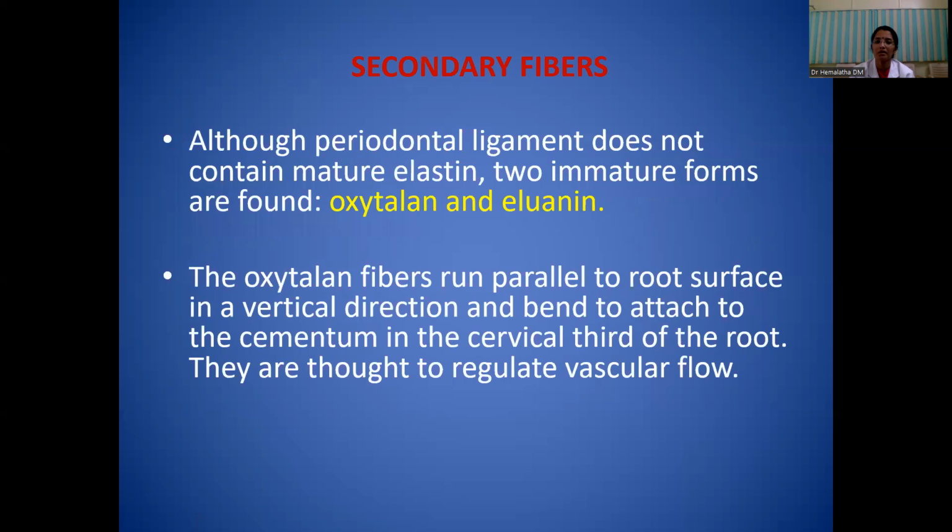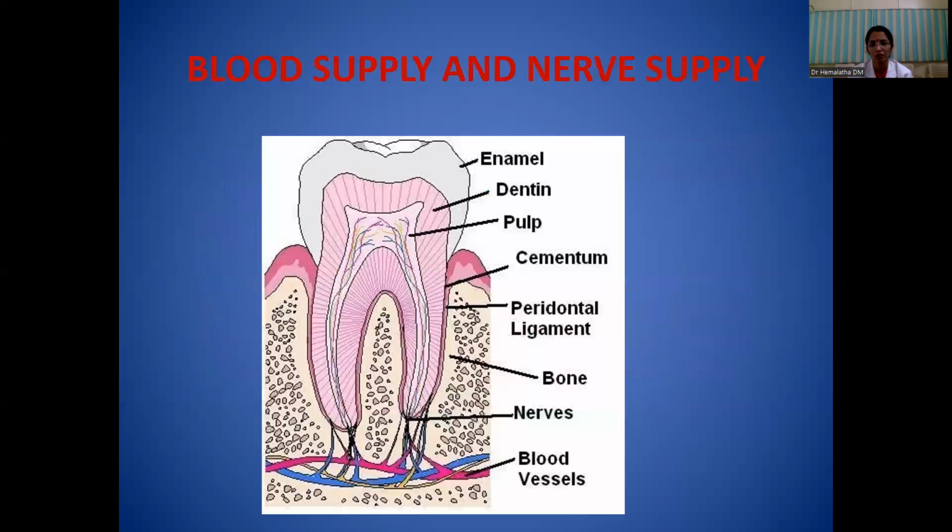Coming on to the secondary fibers, although the periodontal ligament does not contain mature elastin, two immature forms are found, that is oxytalan and eluanin. The oxytalan fibers run parallel to the root surface in a vertical direction and bend to attach to the cementum in the cervical third of the root. They are found throughout to regulate the vascular flow.